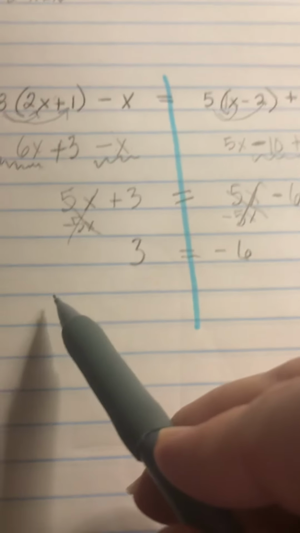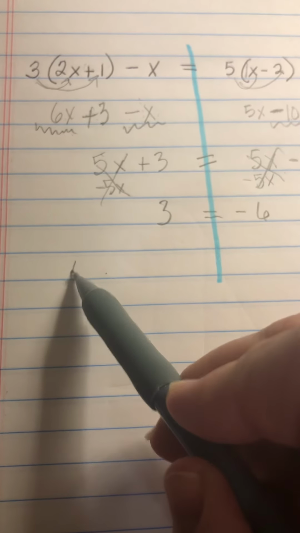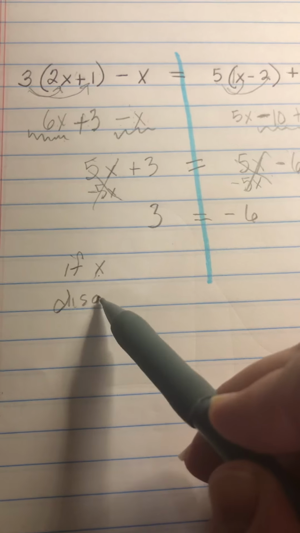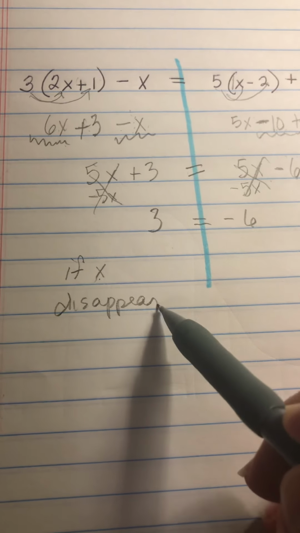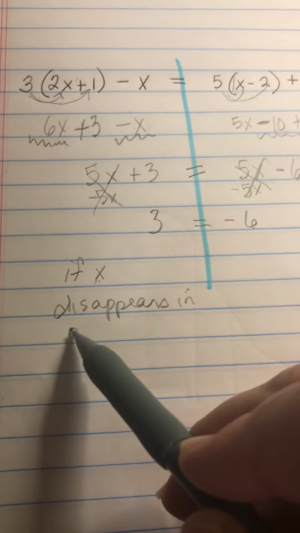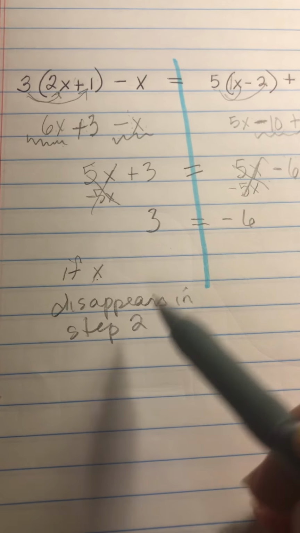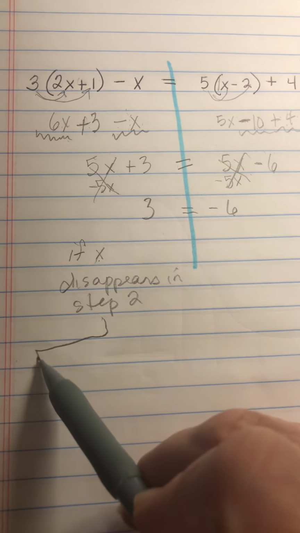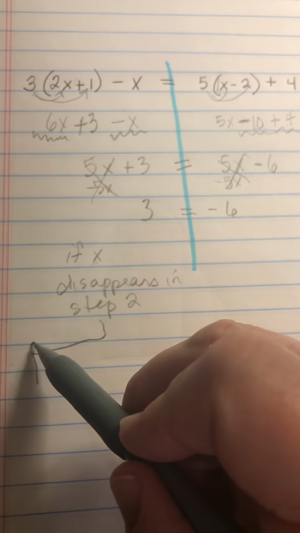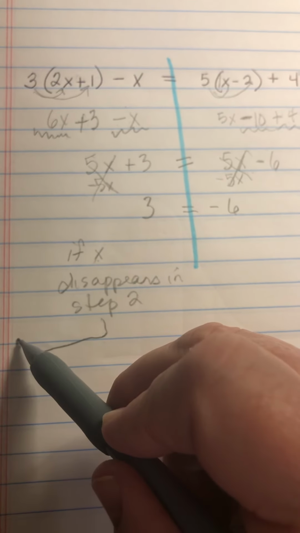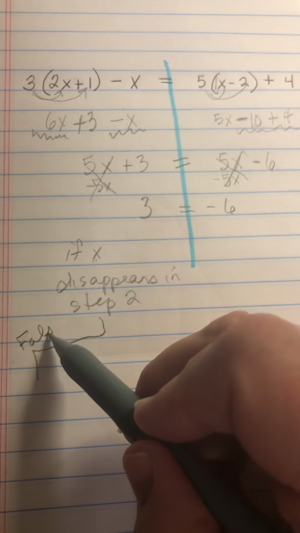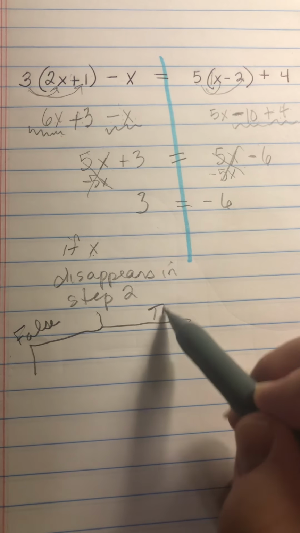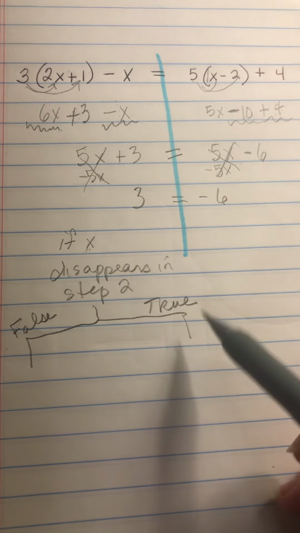And so there's 2 things that can be possible here. If x disappears in step 2, you have 2 choices for your answer. Okay, if what is left over is a false statement or a true statement, that's what's going to determine what we give as an answer.